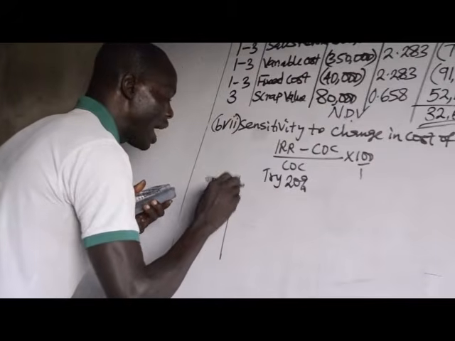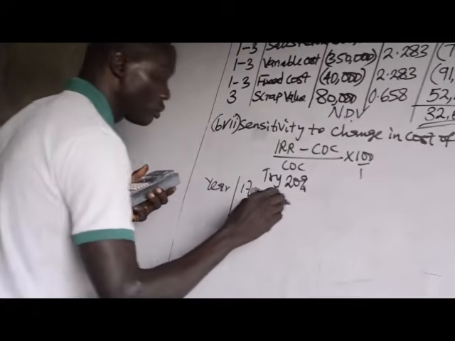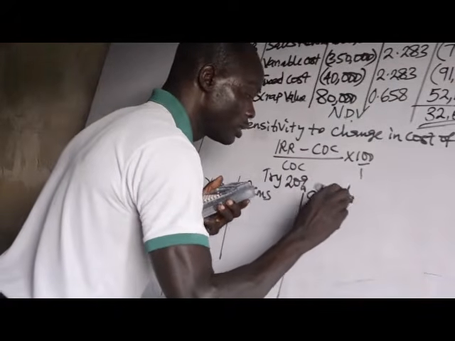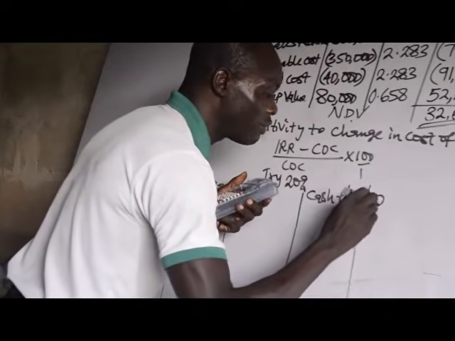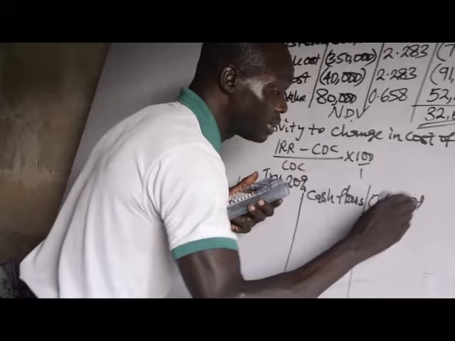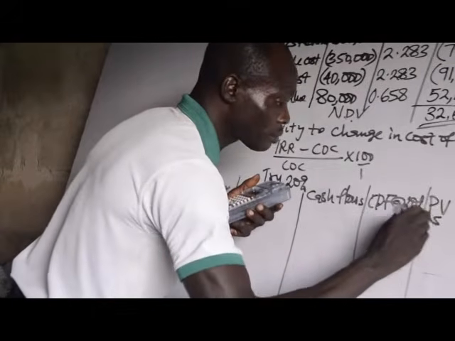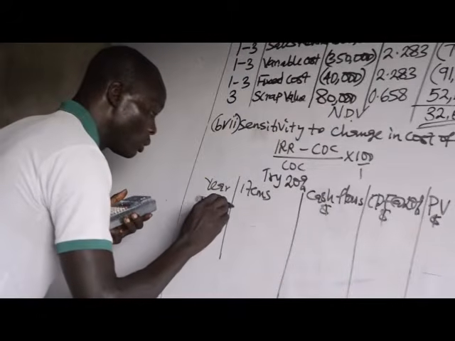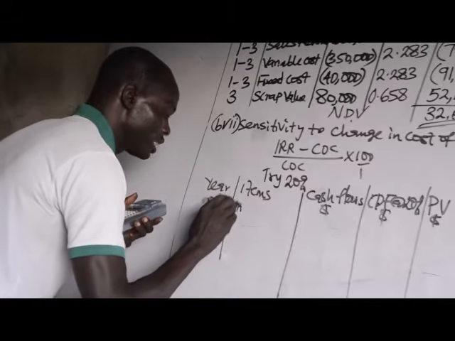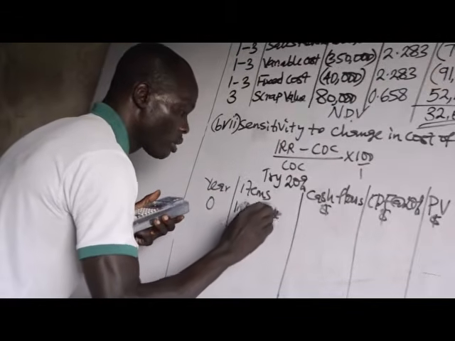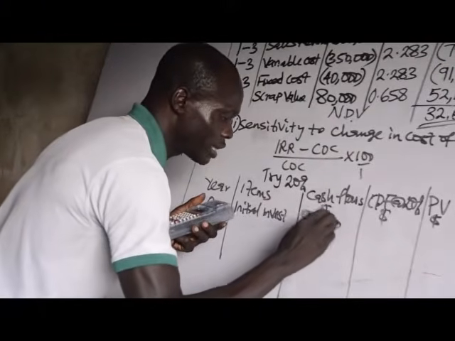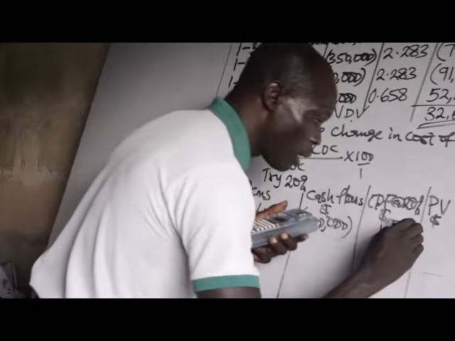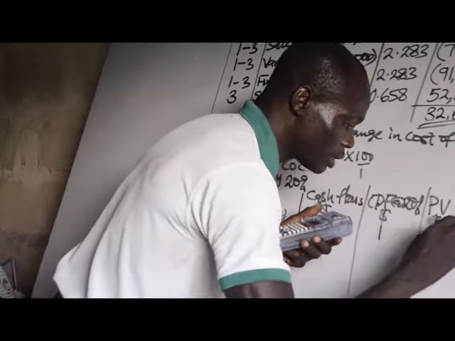So we have items just like the first one. Then you have cash flows, the cumulative discount factor, now we are trying 20%, and the present value. The first, we have year 0, which is the initial investment, which was given to be 500,000. Discount factor at 20% will still be 1. 500,000 times 1 will still be 500,000.